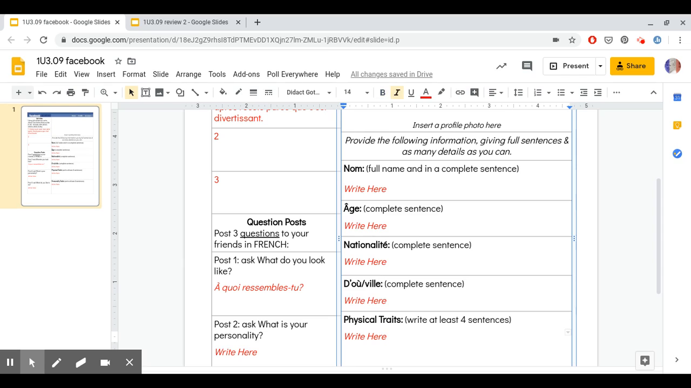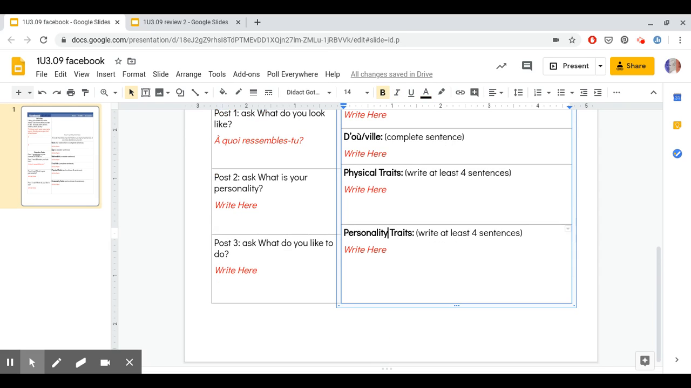And then for physical traits, I want at least four sentences. Notice the word sentences, not descriptions. And same thing for personality. I want you to push yourself, write at least four sentences describing yourself.